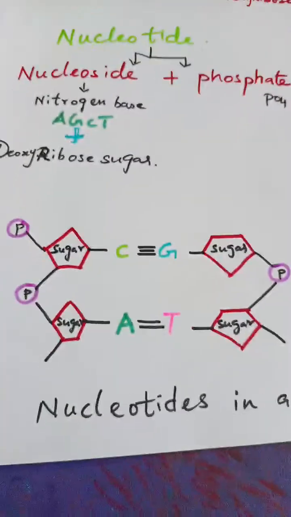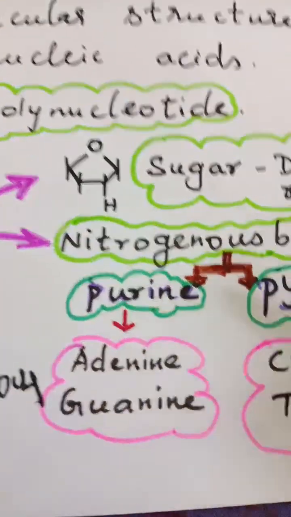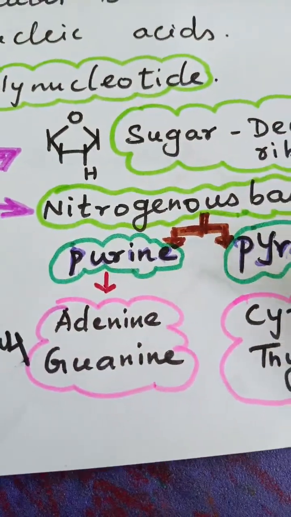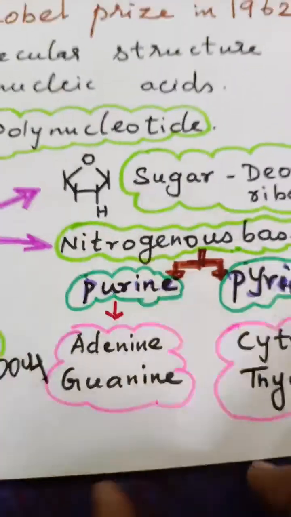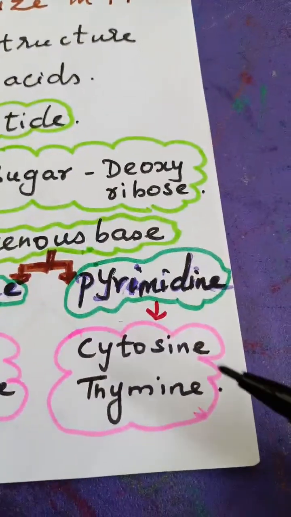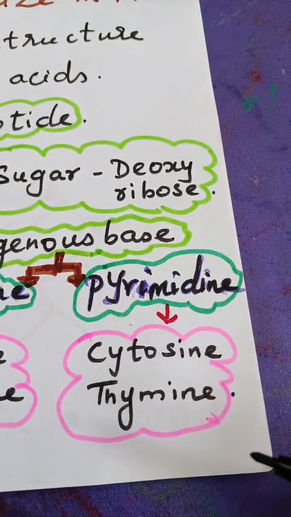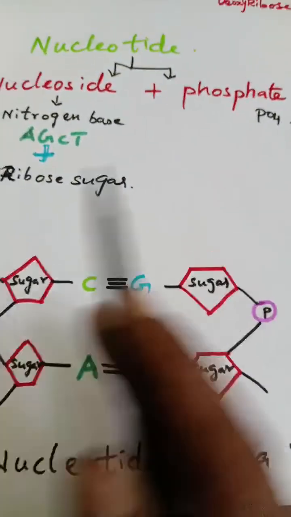I told you just now, what are the purines and pyrimidines? Purines are adenine and guanine, and then if you see the pyrimidines, they are the cytosine and thymine. Okay, next, shall we move to the next one?